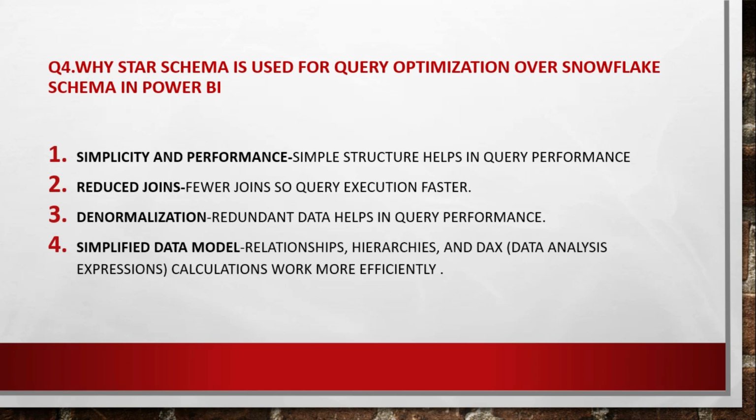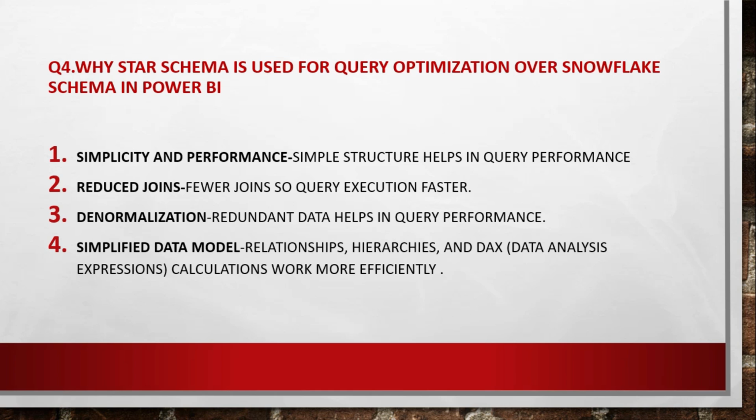Star schema tends to be simpler and more straightforward than Snowflake schema. Its structure is optimized for querying, as it consists of a central fact table surrounded by the dimension tables. This simplicity typically leads to better query performance. This is the first point.